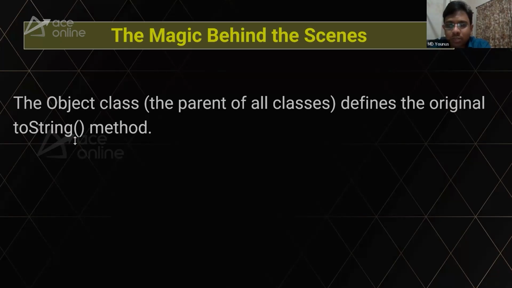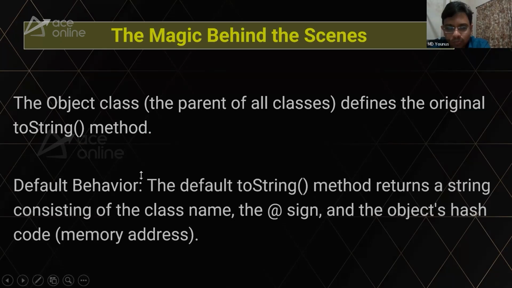And you know that it has methods like equals, hashCode, toString, wait, notify, and all. But the default behavior of the toString method is to return a string consisting of the class name, an @ sign, and the object hash code, which is nothing but the memory address.